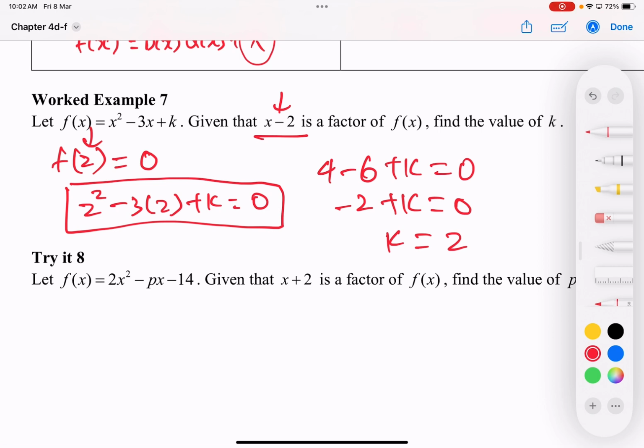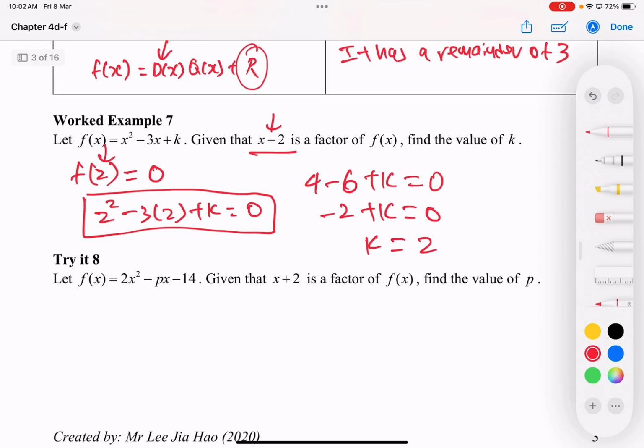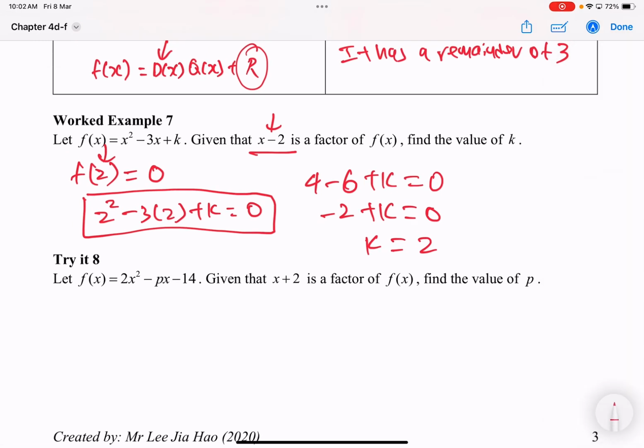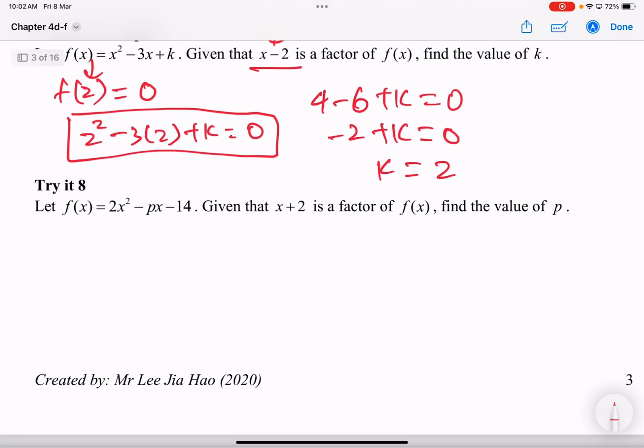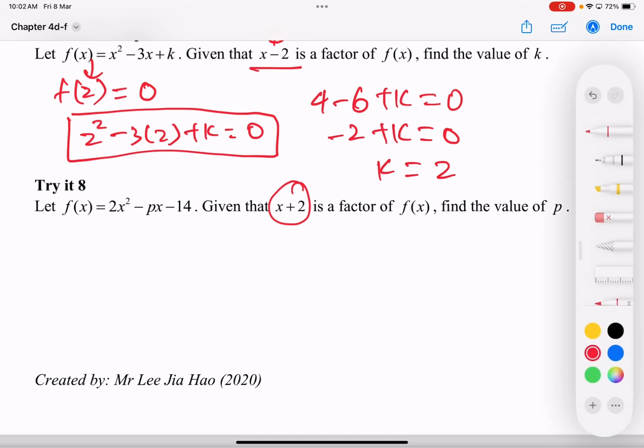Alright? Anyone confused about the first one? If you are okay with the first one, let's look at the try it. The concept is exactly the same, but now the divisor is x plus 2. The common mistake that people make in the exam is they see x plus 2, they substitute in positive 2. Remember, it is not this constant over here. The question you should ask yourself is, how do I make the divisor 0?